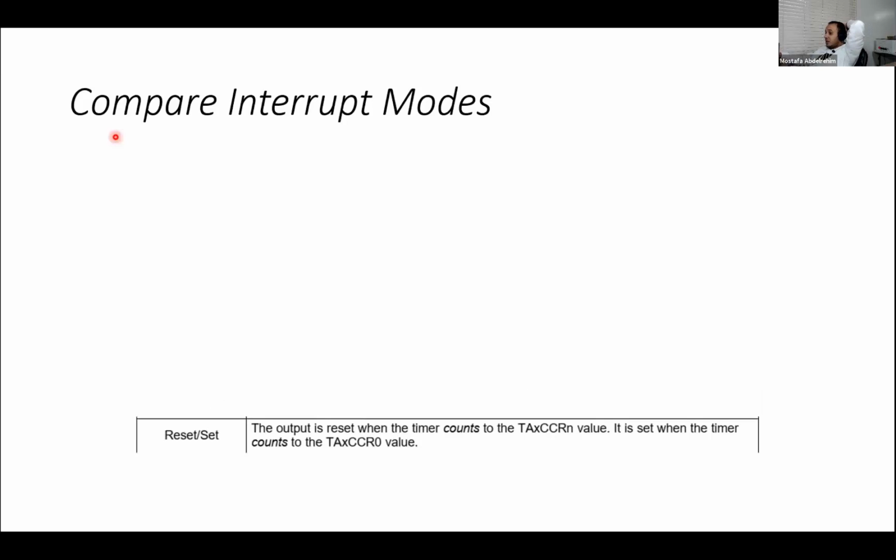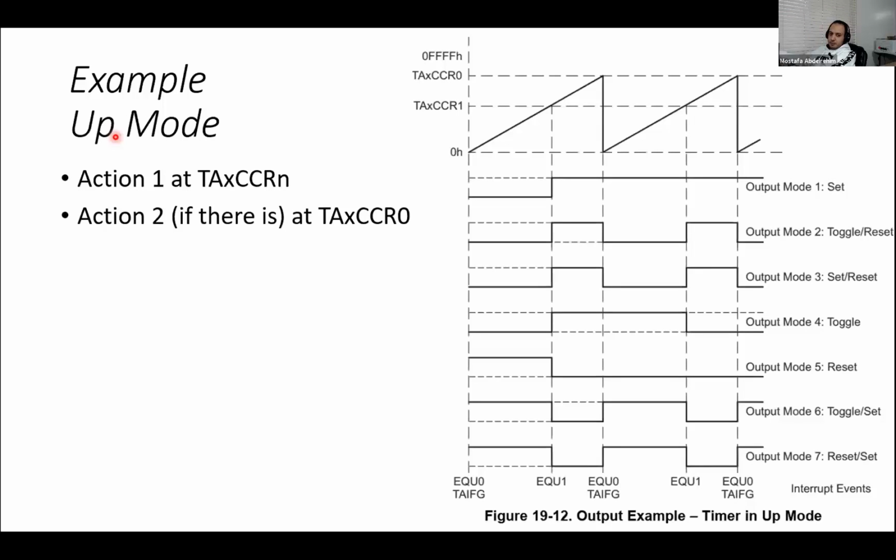Finally, reset set: under some condition, you reset the output, make it 0 all the time, and under another condition, you make it 1. Let's go, because it's not clear. Let's go and have some examples.